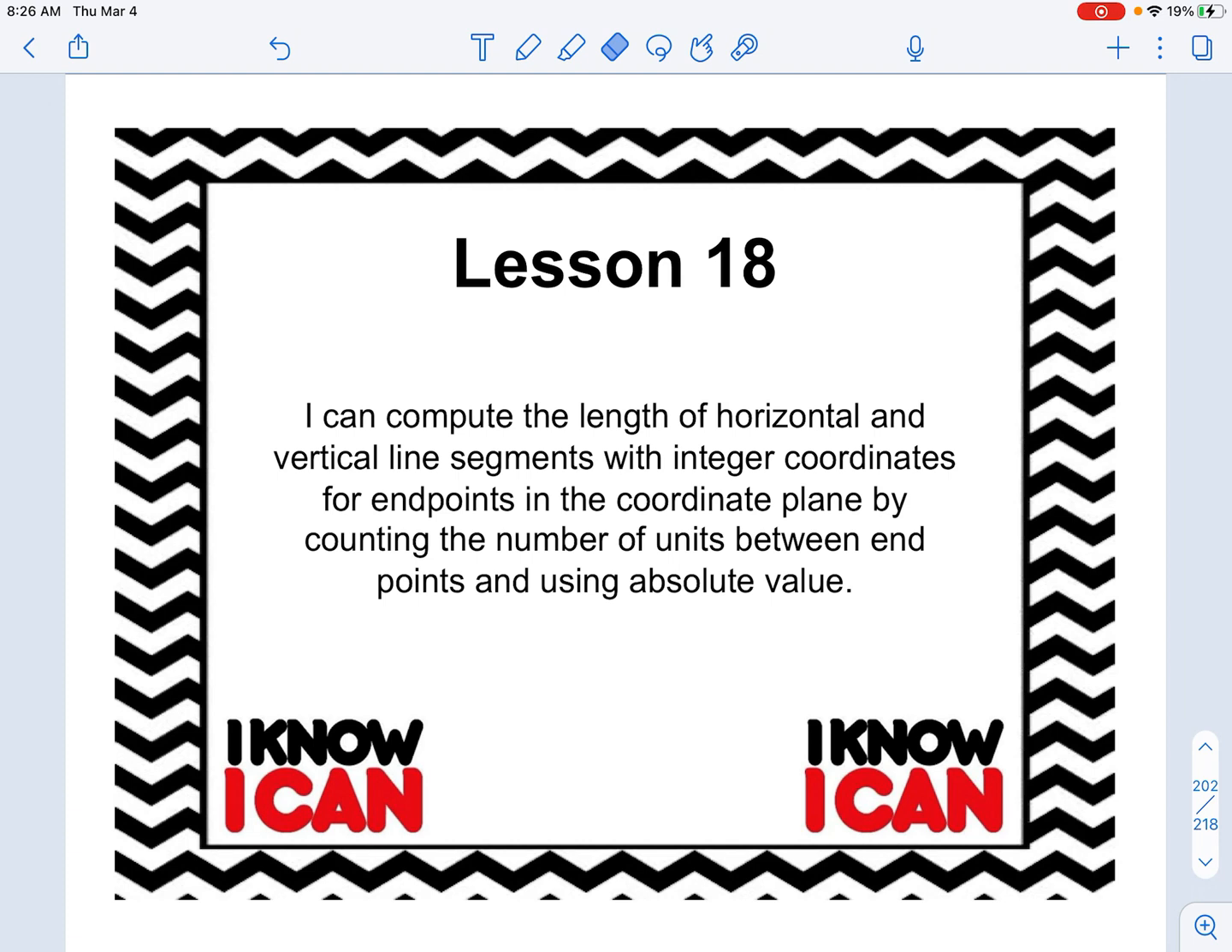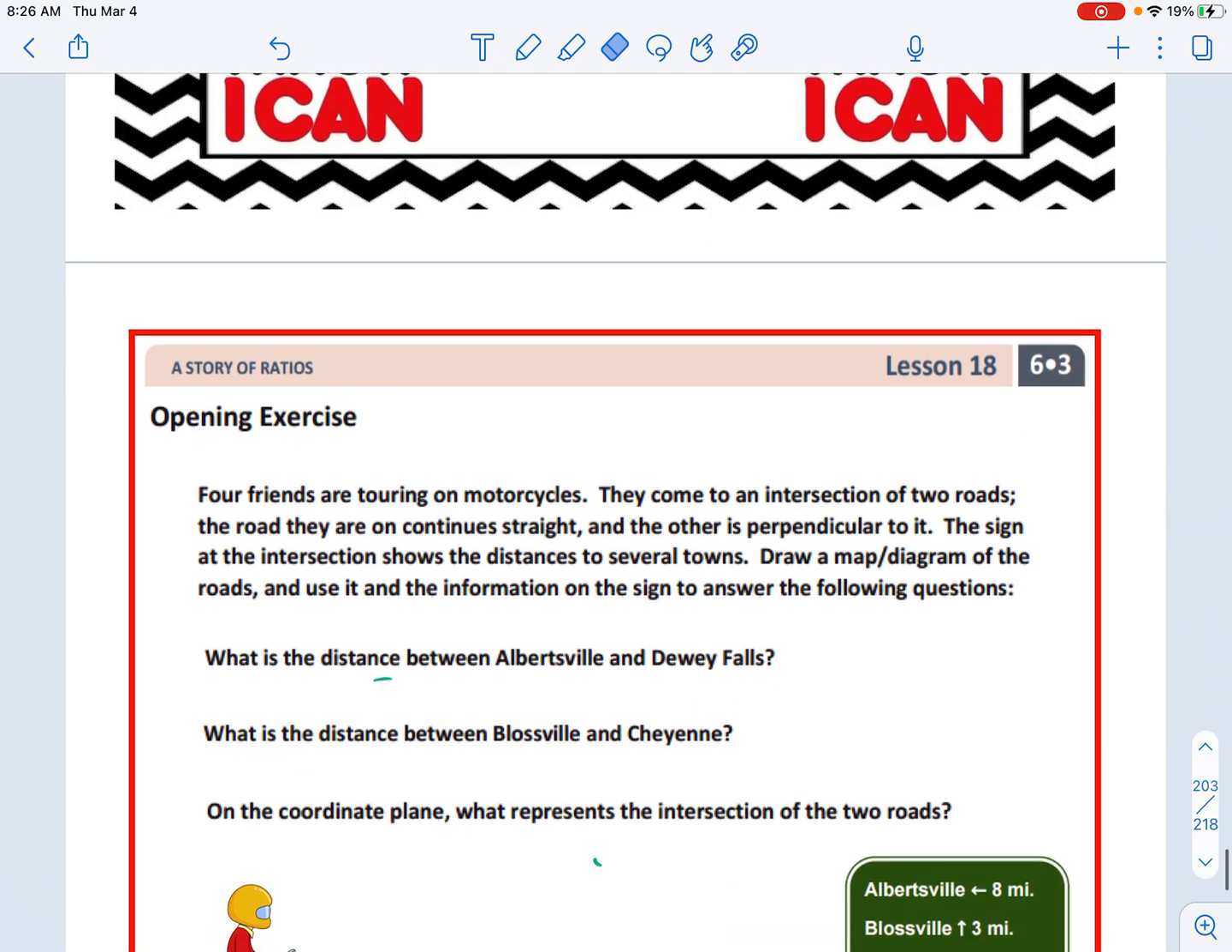But another way we can do this is using absolute value. So we can count the points on a coordinate plane between the two ordered pairs to find the distance, or we could use absolute value, and we will go over that in a bit.